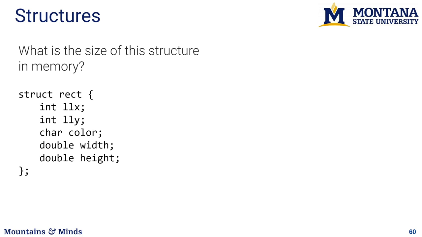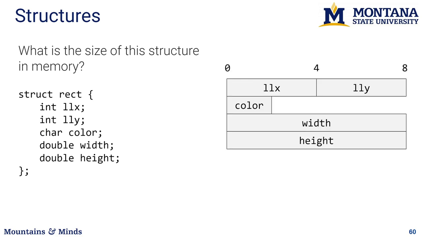So what happens in practice is this. When we store the data in memory, we can mark out the different bytes. We store LLX from the structure pointer, or wherever the structure is stored in memory. Let's just call it 0 for convenience. And then the first 4 bytes are taken by LLX. The next 4 bytes are taken by LLY.